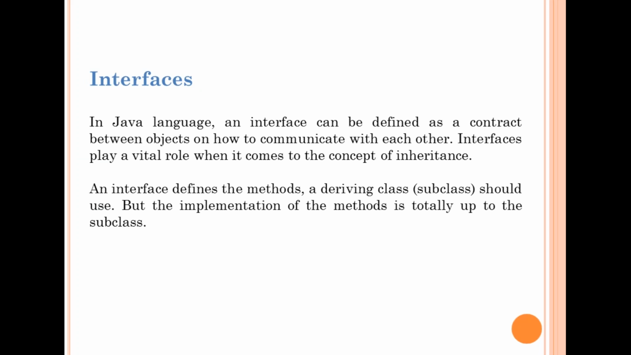Interfaces. In the Java language, an interface can be used as a contract between objects on how to communicate with each other. Interfaces play a vital role when it comes to the concept of inheritance. An interface defines the methods a deriving class, the subclass, should use, but the implementation of the methods is totally up to the subclass.